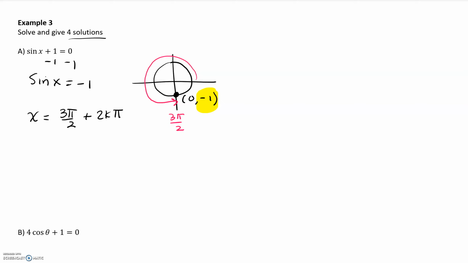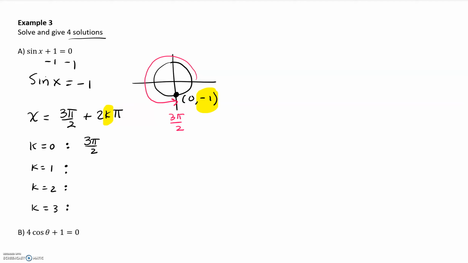period 2 pi. But since it says only give 4 solutions, I just need to worry about giving 4 of them. So I'll let k be equal to 0, maybe k equal to 1, k equal 2, k equals 3. Or you could even let them be negative numbers. It doesn't matter, whatever integer you want to choose. So if I do that and plug in all the k's each time, I'm going to get my 4 solutions.